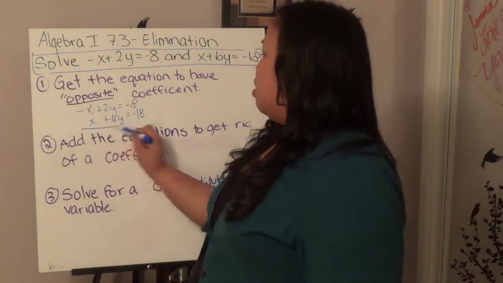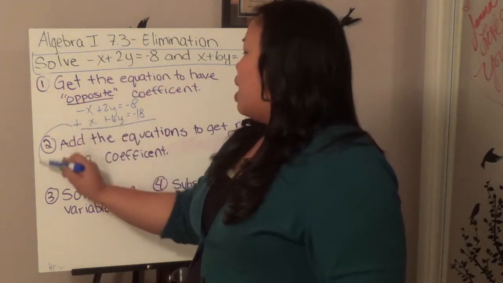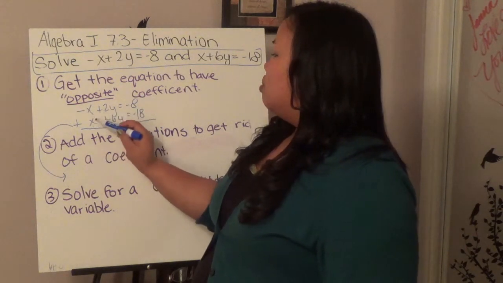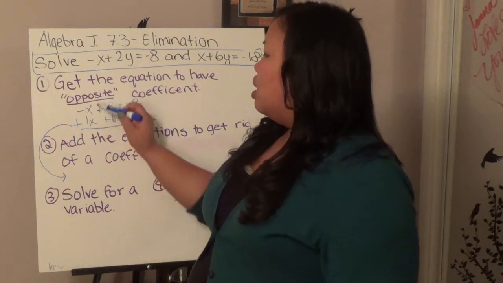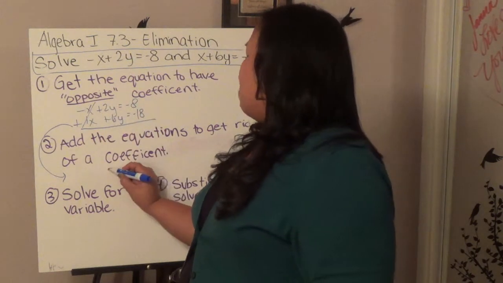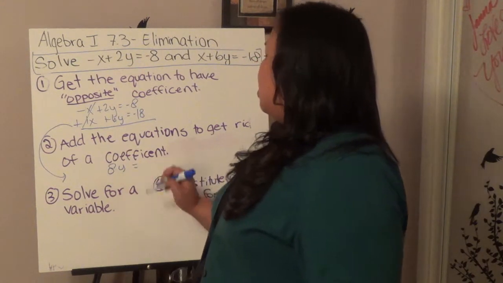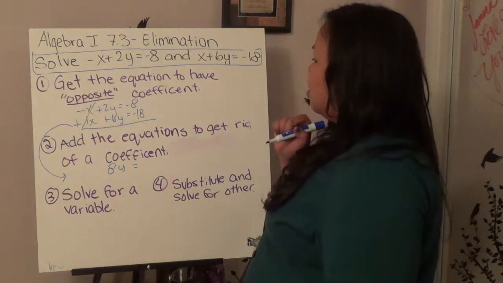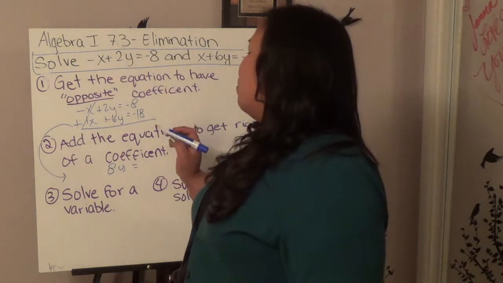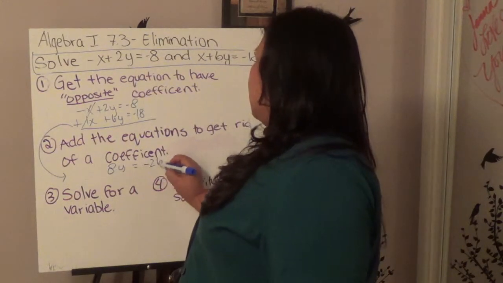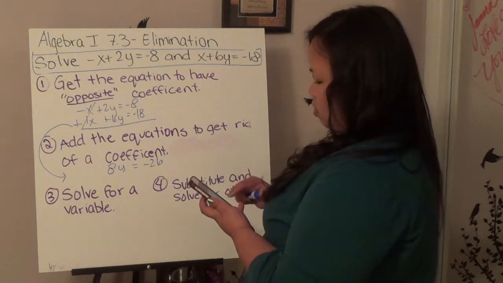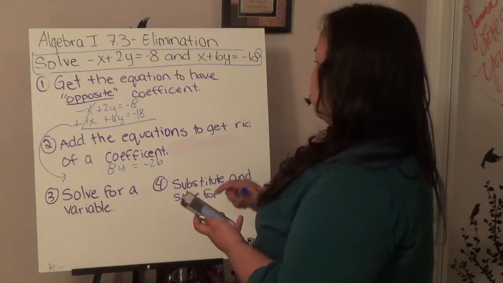So what I'm going to do here is add them. When I add the equations to get rid of the coefficient, negative 1 plus 1, these cancel out. It ends up with 0. So 2 plus 6, I'm left with 8y equals negative 8 plus negative 18, which would give me negative 26. Is that right? Let me check. My brain is broken. Yes, 26.